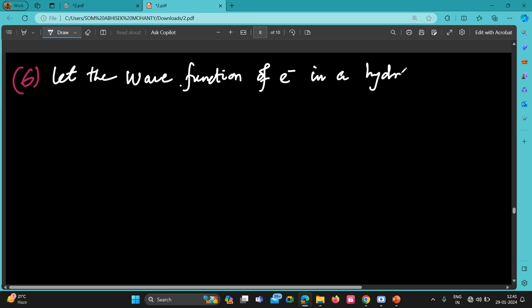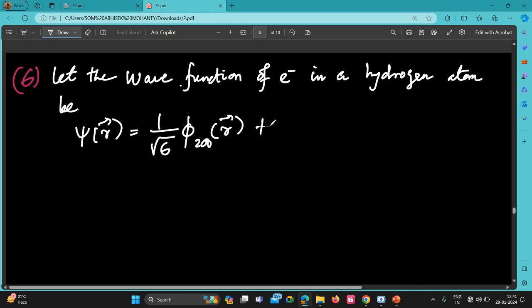Question number six. Let the wave function of the electron in a hydrogen atom be psi r is equal to 1 by root 6 phi 200 r vector plus root over of 2 by 3 phi 21 minus 1 r vector plus minus 1 by root 6 phi 100 r vector.